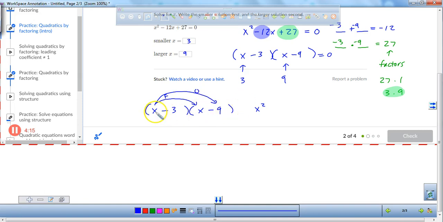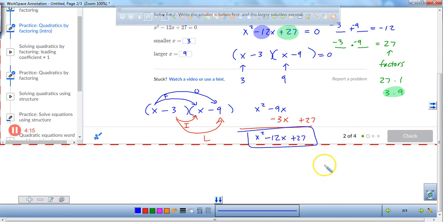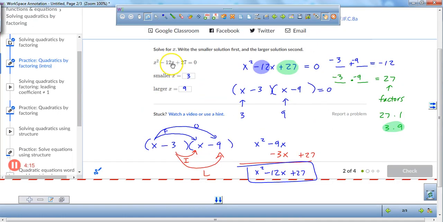Our outer products is x times negative 9, which is negative 9x. Then we'll move over here to our inner products. That's our I. Negative 3 times x is negative 3x. And then finally our last products, which is a negative 3 times a negative 9, which is a positive 27. And when you add all the like terms together, you get x squared minus 12x plus 27. And there's your answer.